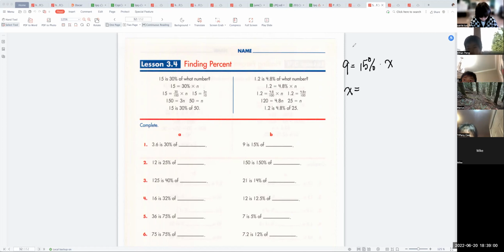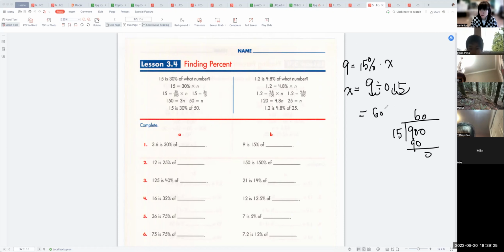X equals 9 divided by 0.15. Very good. So equals what? So we move this decimal and move the other decimal as well. So it's 900 divided by 15 equals 60. Okay, everybody, you need to learn how to do the decimal division. So 60.